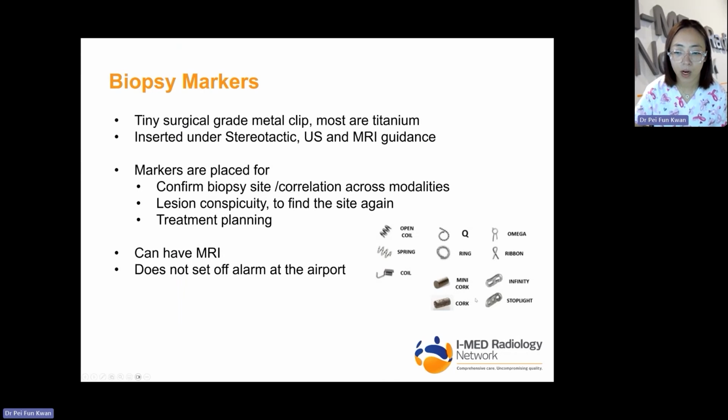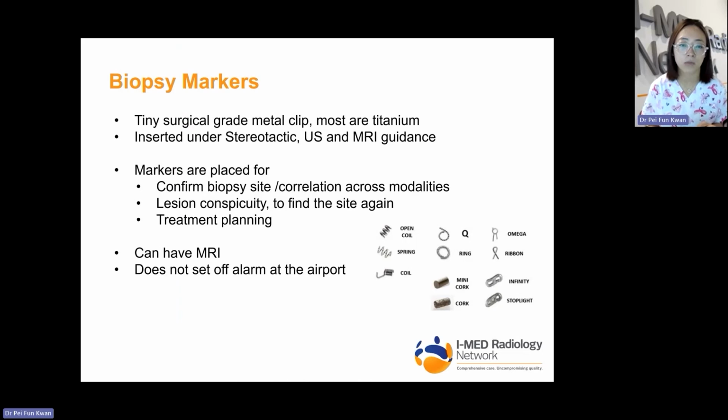Comes in different variety of shapes. We place them in the breast for multiple reasons. Sometimes a small lesion can become quite difficult to visualize after biopsy due to some hematoma. The lesions just collapse, and we need to mark the spot so that we can identify the area again.